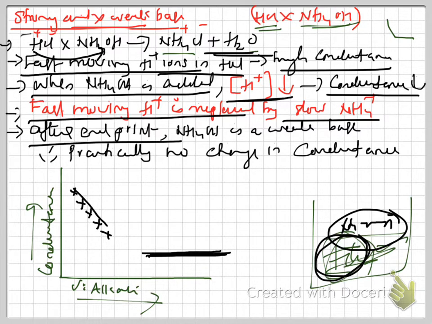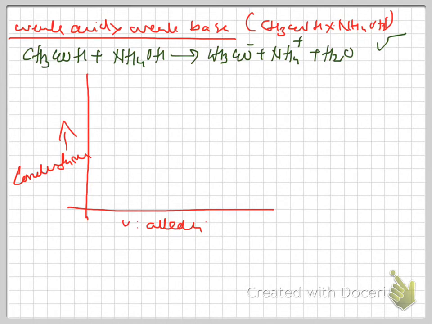Here also you have two lines. You have to extrapolate them and you will get the end point here. You have to notice the nature of the graph in each case. We have completed so far three cases: strong-strong, weak-strong. Now in the fourth case, we have weak acid against weak base.